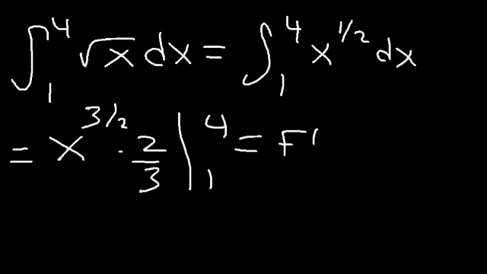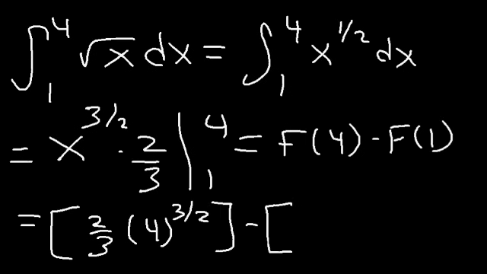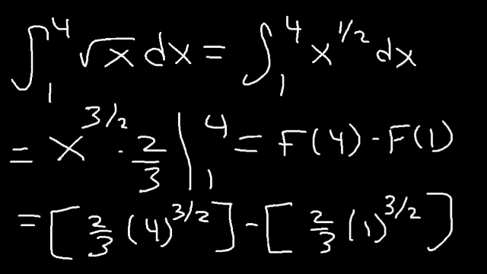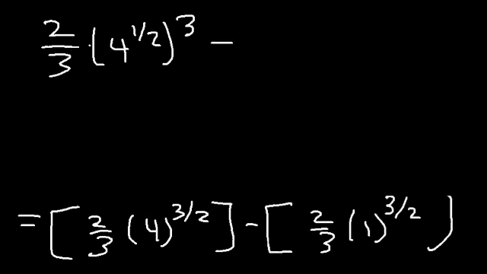So this is equal to f of 4 minus f of 1. Now f of 4 is 2 over 3 times 4 raised to the 3 over 2 minus f of 1, which is 2 over 3 times 1 raised to the 3 over 2. So we have 2/3 times 4 to the 3/2, which is basically 4 raised to the 1/2 raised to the third. And 1 to the 3/2 is basically 1. Now 4 to the 1/2 is the square root of 4, which is 2. And 2 to the third is 8.